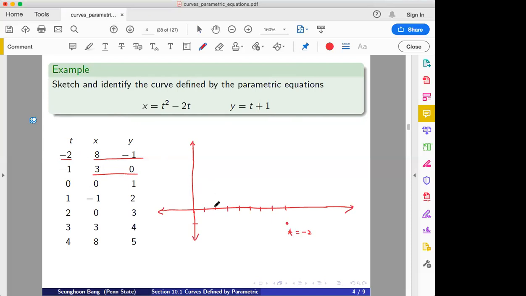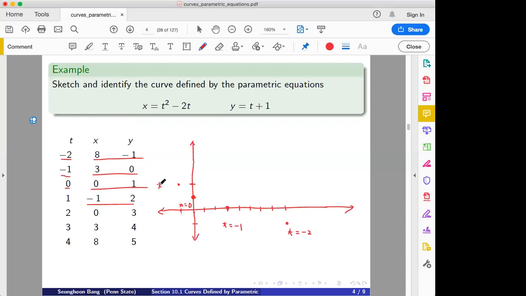The next one is 3, 0. We have 1, 2, 3. For this point, the t value equals -1. The next is 0, 1. Here, what's the t value? In this case, t equals 0. This one. Next, -1, 2. We have negative 1, 2. So we have it.